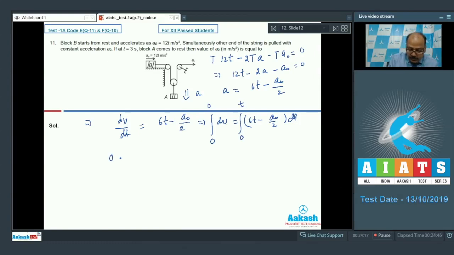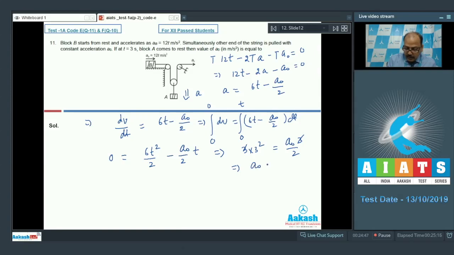Solving, we get 0 equals 6t square by 2 minus A0 by 2 t. Putting t equal to 3 seconds, we get 3 into 3 square equals A0 3 by 2.